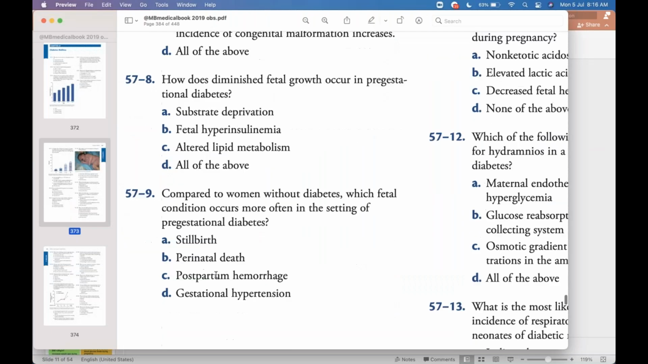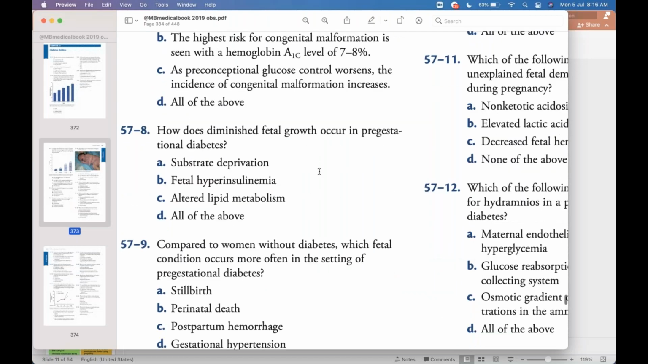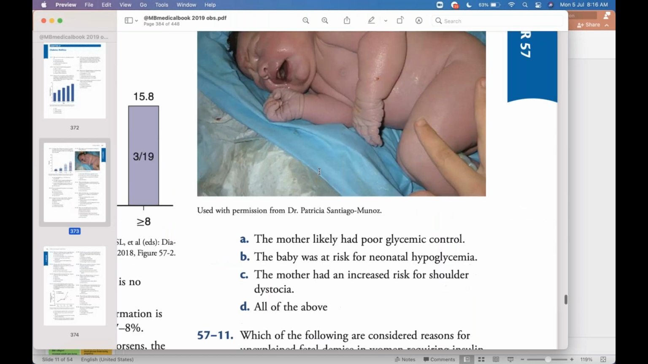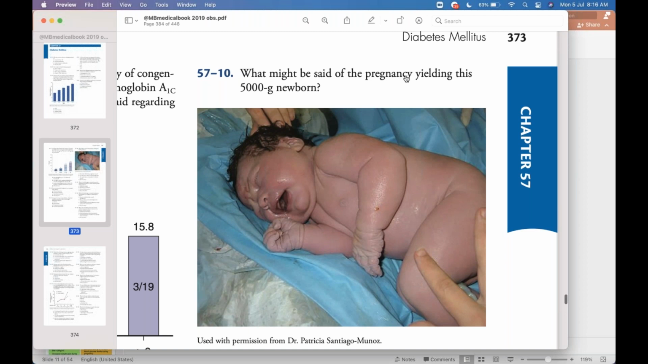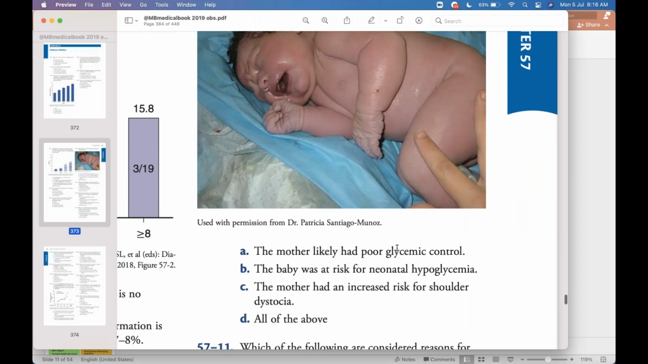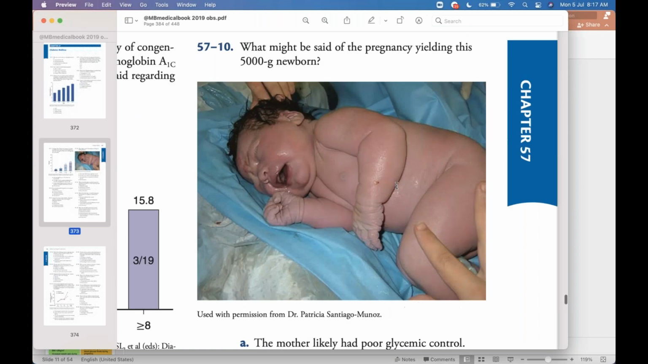Okay, now this is not an important question. This is a case scenario. What might be said of the pregnancy yielding this 5 kg newborn? The mother likely had poor glycemic control. The baby was at risk of neonatal hypoglycemia. The mother had a risk for shoulder dystocia. So, what do you think? What is the answer to this question? This is a 5 kg baby which is born.